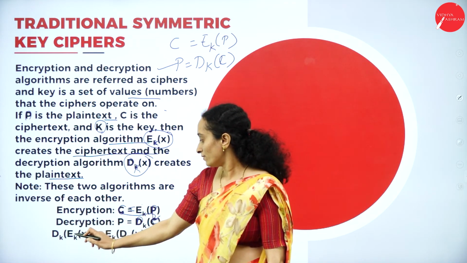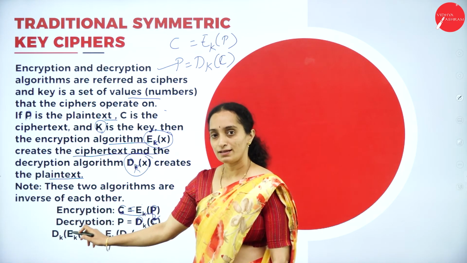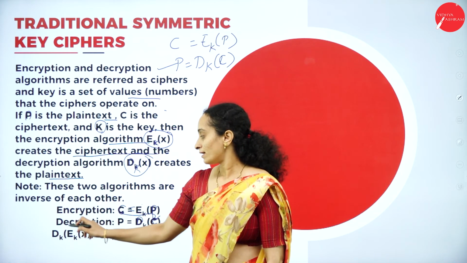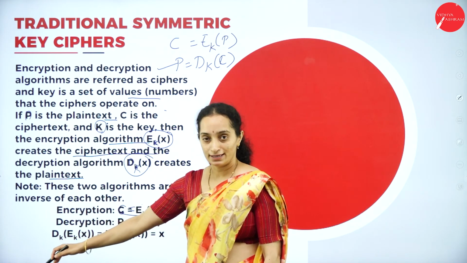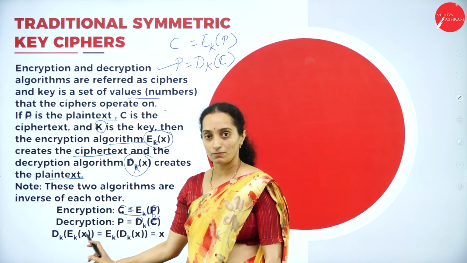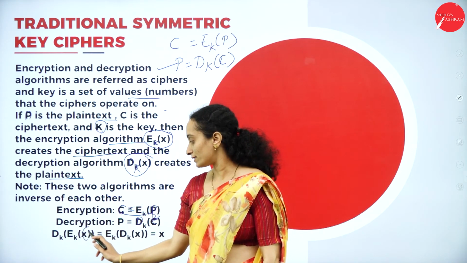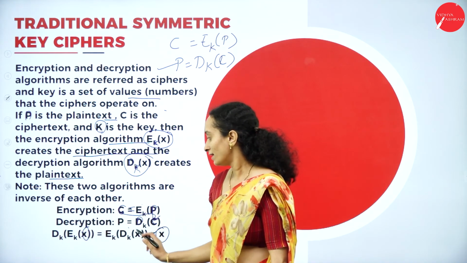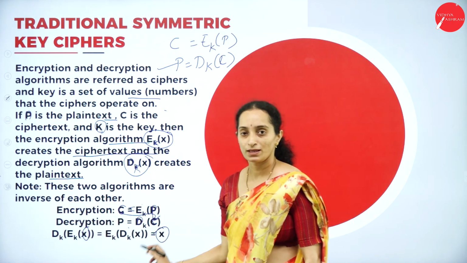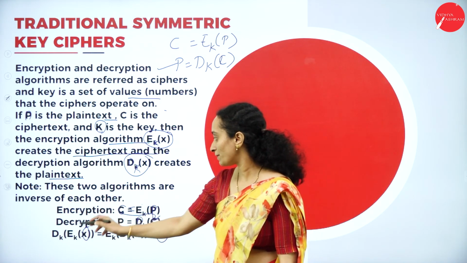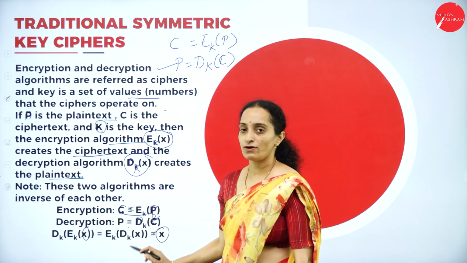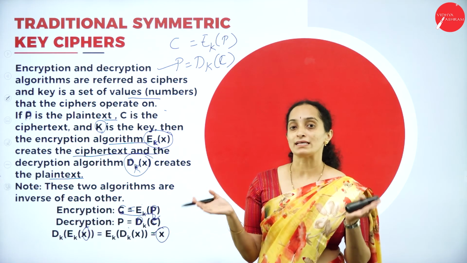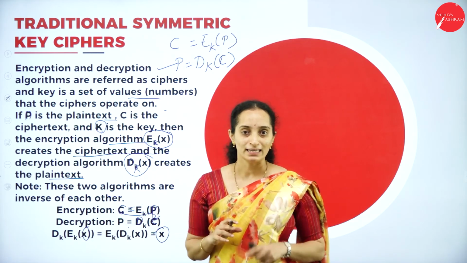If you implement the encryption algorithm on x and then apply the decryption algorithm on the same, you will get the original message. Suppose you decrypt first, then this will be a totally different reverse operation. So they are inversely equal to each other. Encryption and decryption perform exactly the reverse operation of each other.